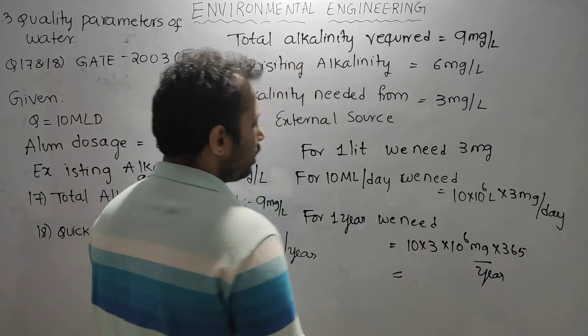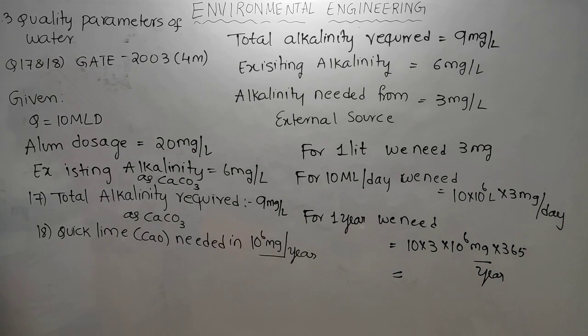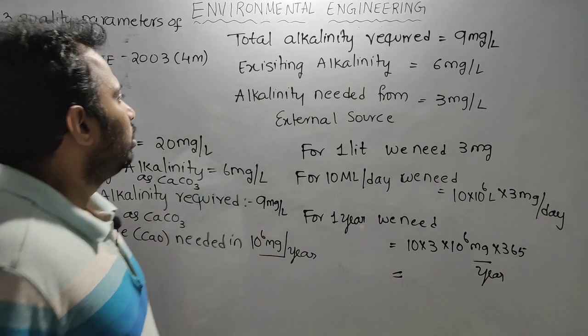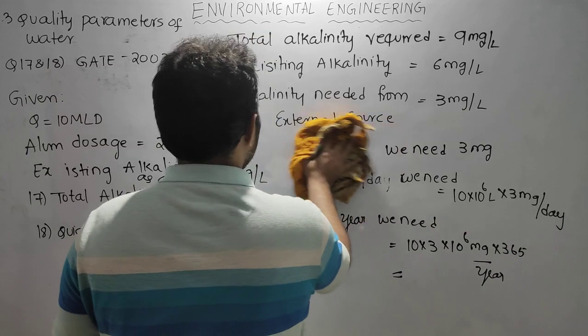If you solve this, you will get the answer as 30 into 365, that is the answer. 30 into 365, that means I think it is 6132. And here one more thing, a small correction we need to do.